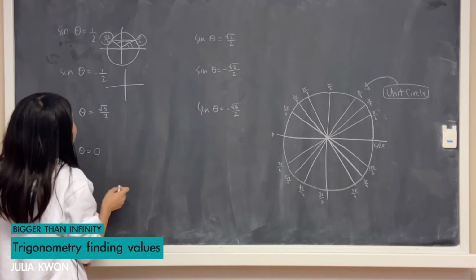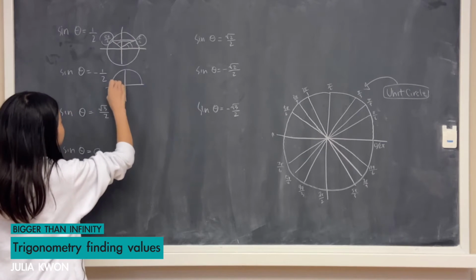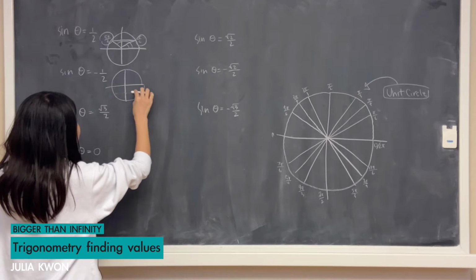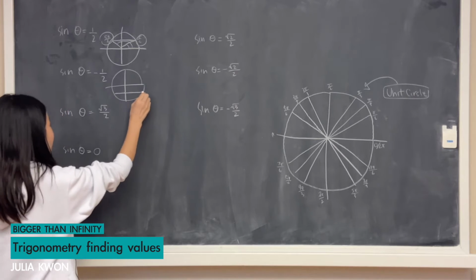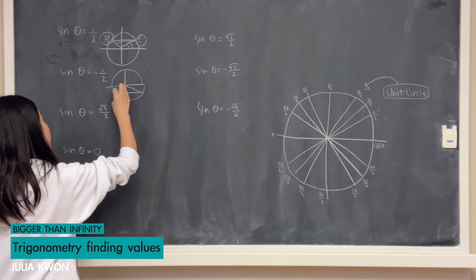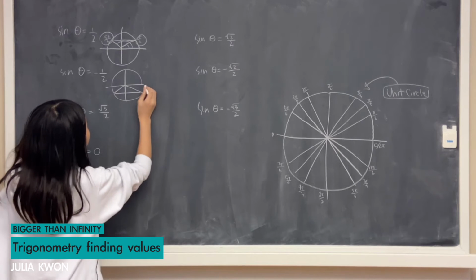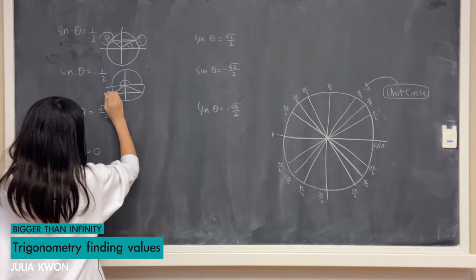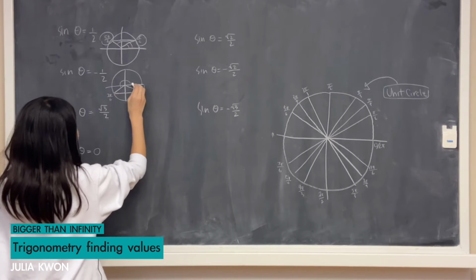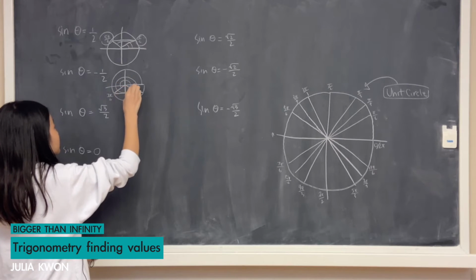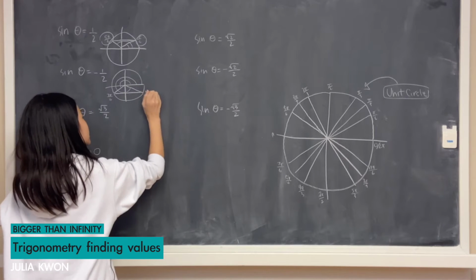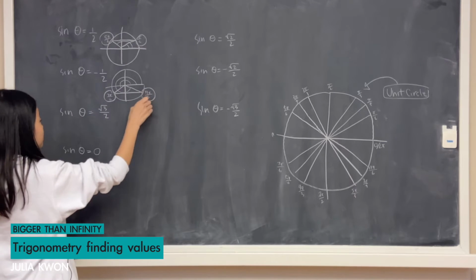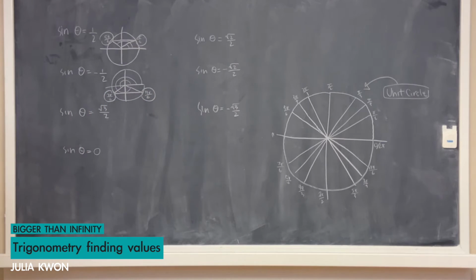For sine theta equals -1/2, here's the point -1/2, so we can make two different lines. This first radian is 7pi/6, and the second radian here is 11pi/6. So these two radians are the theta for sine theta equals -1/2.